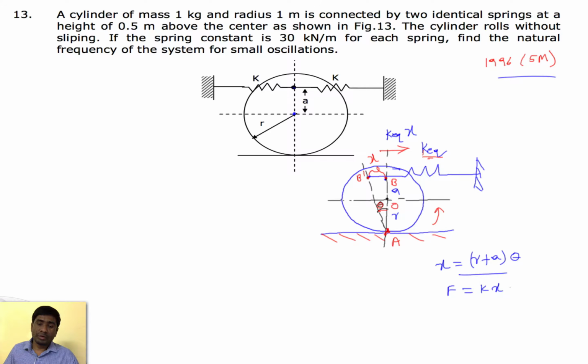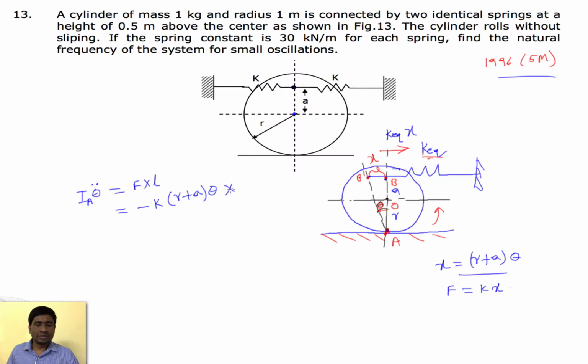If I apply moment about this point, I about point A into theta double dot equals f into L. Here theta double dot is in the anti-clockwise direction, but the force in the spring is trying to rotate the disc in the clockwise direction. So that's why there is a minus sign: minus k into r plus a into theta, because it is going in the clockwise direction.